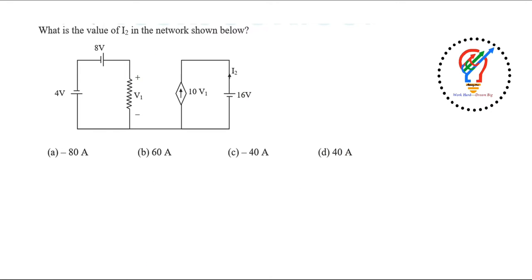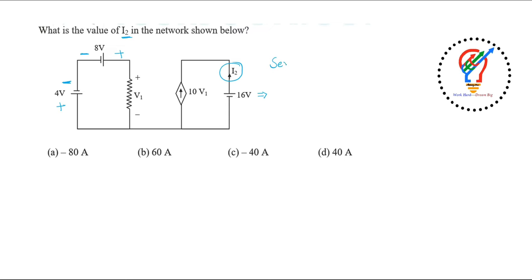So this is also an interesting question here. What is the value of I2 in the network shown below? So first of all, I'll redraw the circuit here. How can I redraw it? So see here, we have minus and plus 4 volts, and minus plus 8 volts here. So see here, these two are in series opposing or series aiding.